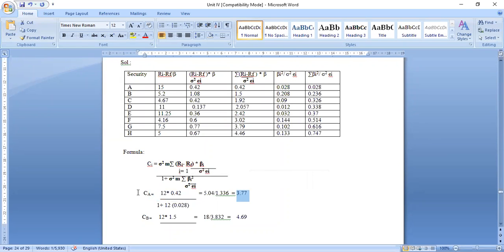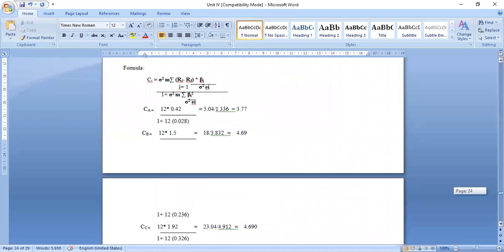So this is the value of security A, that is 3.77. Subsequently we are going to calculate for the rest of the securities, from security B up till security H.